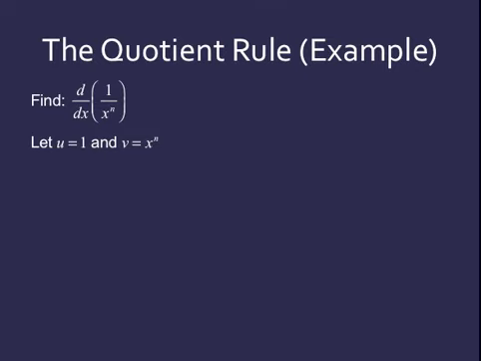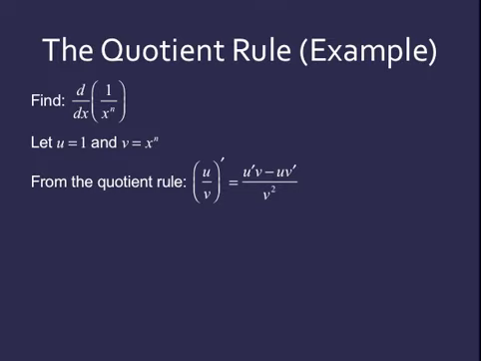From the quotient rule, the differential of u over v is going to be equal to u dash v minus u v dash, divided by v squared. With u as 1 and v as x to the n, plugging these values in, we end up with (u over v) dash is equal to 0, the differential of 1, times x to the n, minus 1 times the differential of v, which is n x to the power of n minus 1, all over v squared, which is x to the n squared, which gives us x to the 2n.